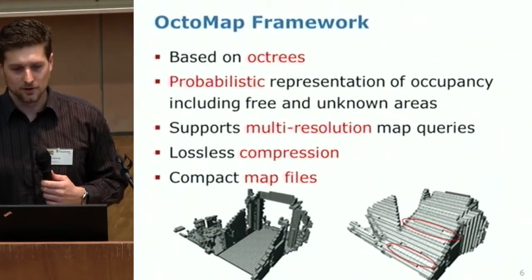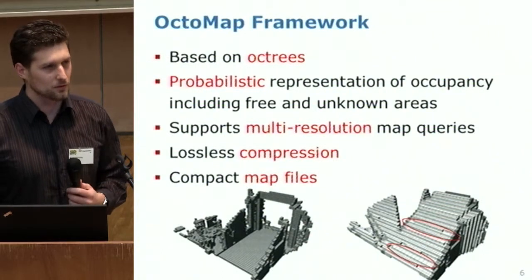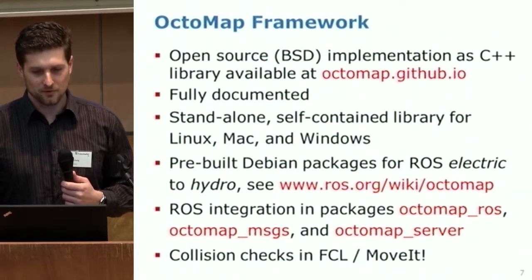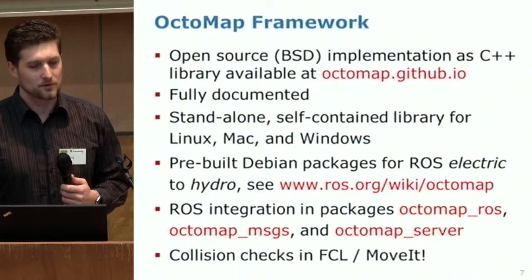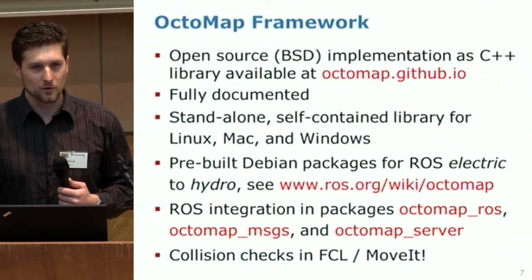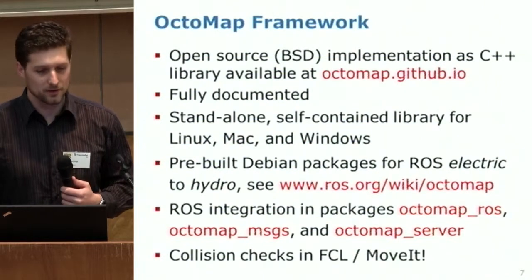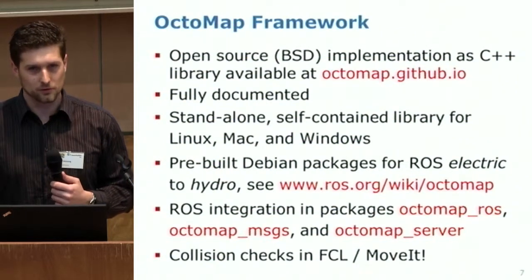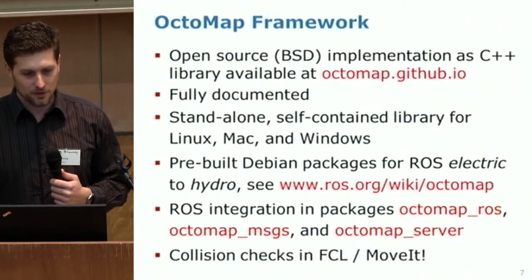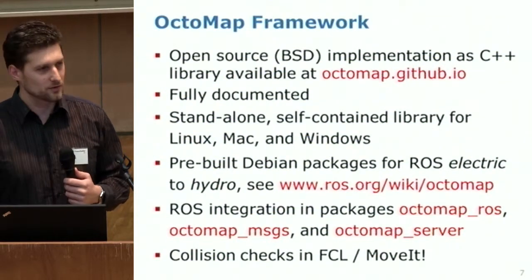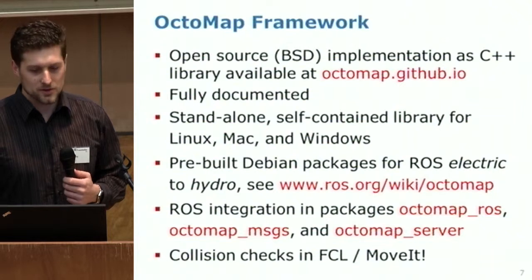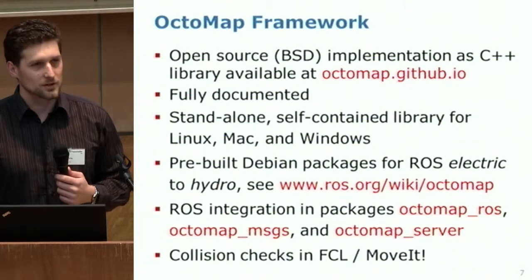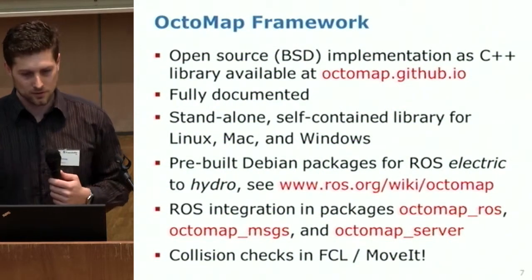Some more properties of our framework. It's open source, under the BSD license, so quite permissive if you want to use it for commercial products. The implementation is C++ with a very low set of dependencies. So if you have CMake and C++, I would say that you can already compile this, and you can compile it for Linux, Mac, and Windows. It's fully documented. The code is on GitHub if you want to check it out or fork it and contribute new features. And thanks to the nice ROS build farm and the release system, Bloom, we have pre-built Debian packages for ROS Electric up to the upcoming Hydro already available. So you don't actually have to compile this yourself. You can just install the Debian package.